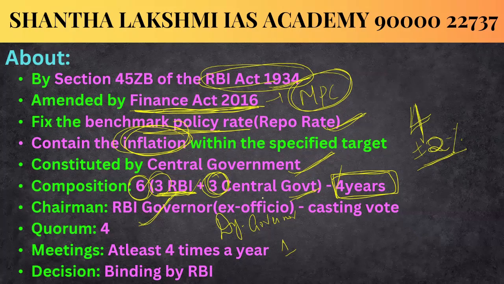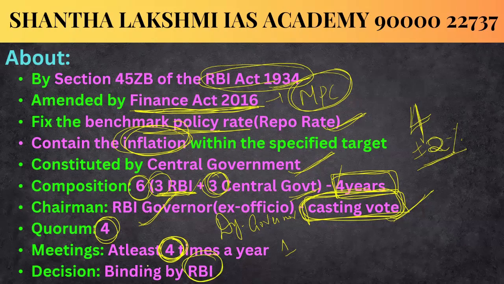And the chairman of this Monetary Policy Committee is the RBI governor, who is the ex officio chairman. And this RBI governor has the casting vote. He does not vote initially, but if there is any tie, he uses his casting vote. And the quorum for the decision is 4. These MPC meetings will be held at least 4 times a year. And what about the decision of this MPC? This MPC's decision is binding on the RBI. Remember, it is binding.